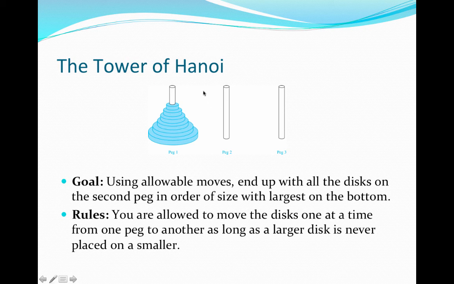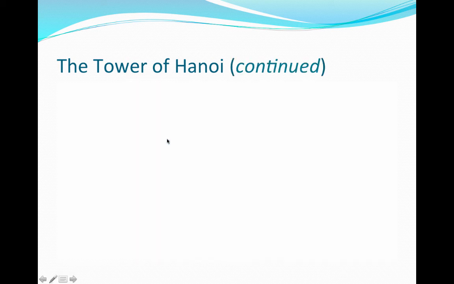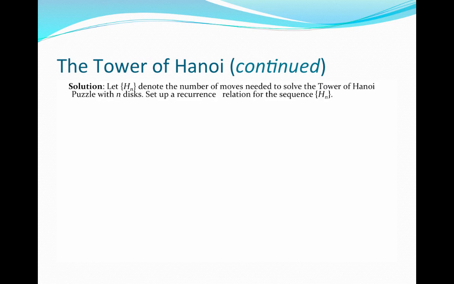Okay, so we can use a recurrence relation to model the solution to this puzzle, so to count the total number of moves to solve the puzzle according to the number of discs that we have. And so we'll be able to generalize the solution by building up a recurrence relation. Okay, so how do we do this?